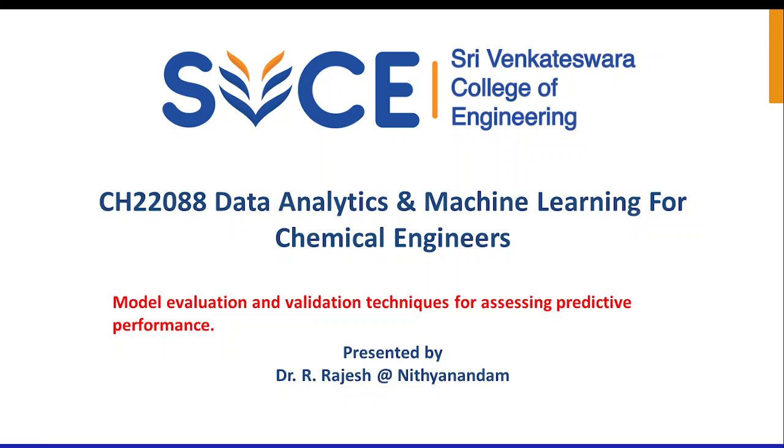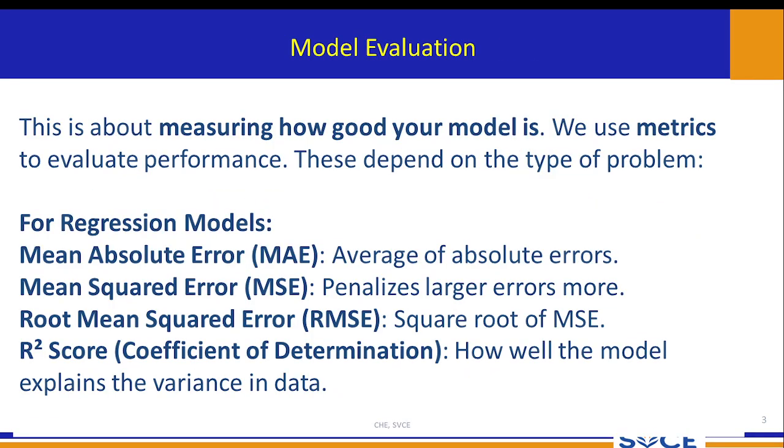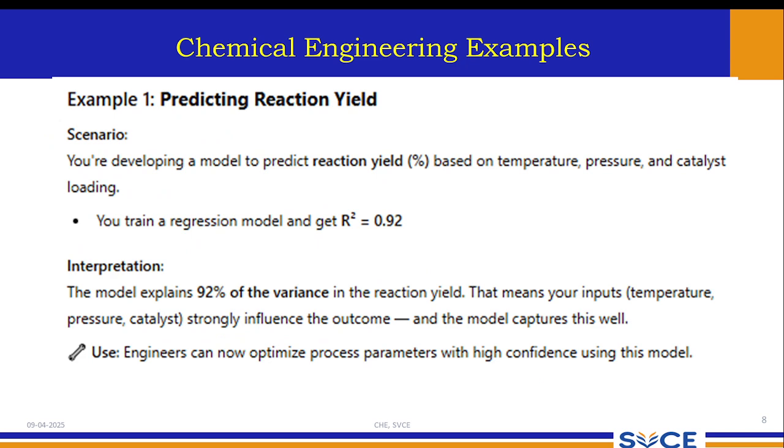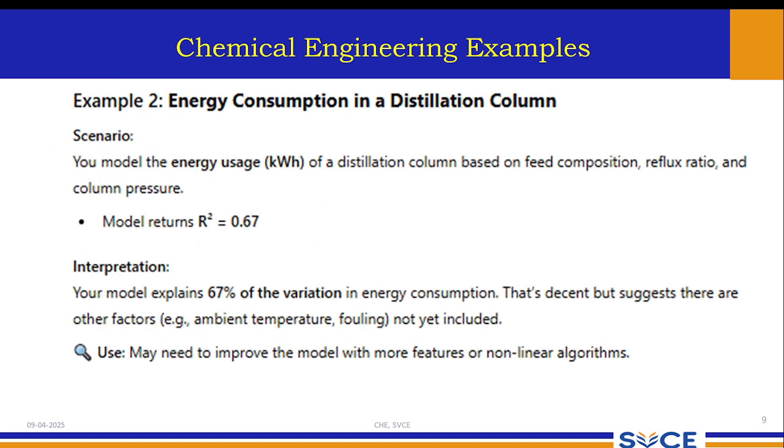Once the model has been created using the algorithm, why do we need to evaluate and validate it? For regression models, we have metrics like mean absolute error, mean square error, root mean square error, and coefficient of determination. These parameters will help you identify whether the model is good or not. We have already explained these with some chemical engineering examples.